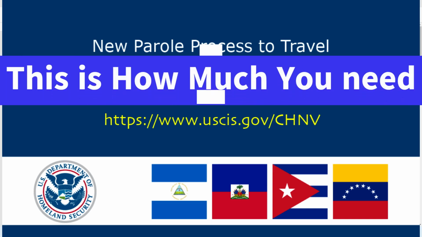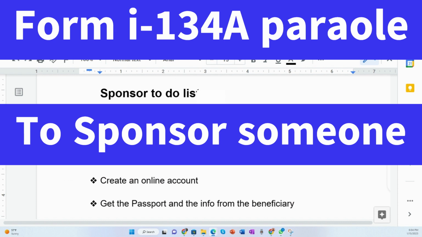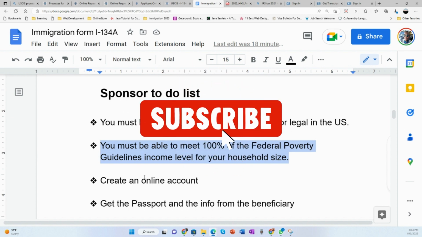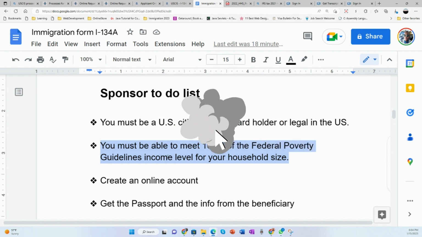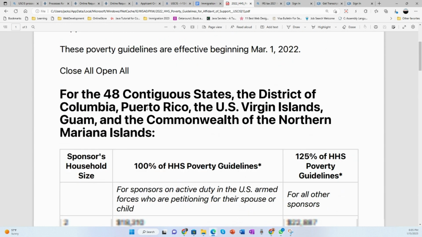All right, so let's talk about what they require. For this form, this is about the federal poverty guidelines. This is talking about the immigration form I-134A, but this part is talking about the guideline, the income they need in order for someone to sponsor someone to come to the U.S. Right? So I have downloaded the 2022 poverty guideline. Let's get through it.